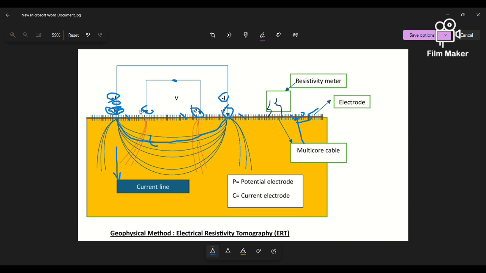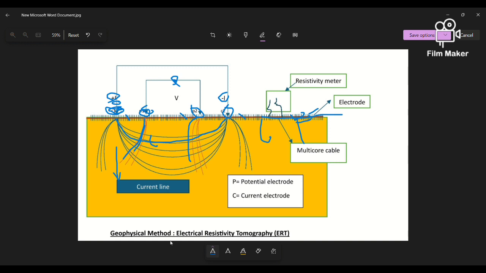There are two potential electrodes here, which create the equipotential lines where the current drops, and the voltmeter is used to measure how much voltage drops between these two points. Here we can also see the ground level, and the resistivity depends on the current flow and on the type of material.